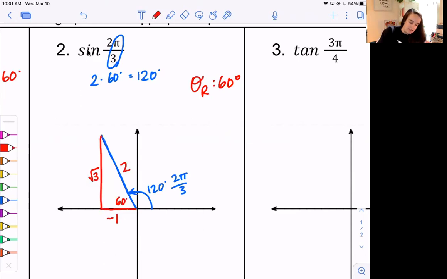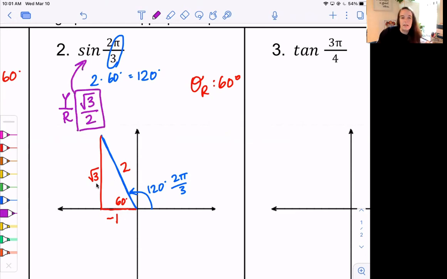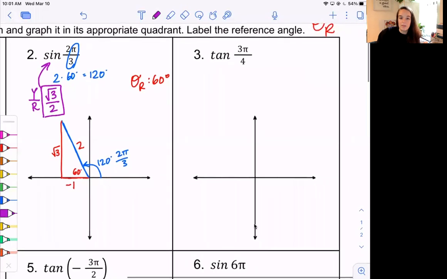Sine, remember, is y over r. So I have square root of 3 over r, which is 2. So this would be the equivalent of sine of this angle. This is my answer here. I've drawn my triangle, and I have my reference angle. Okay. Go ahead and try this next one, number 3. Try it on your own. Pause the video, and then come back for the notes.